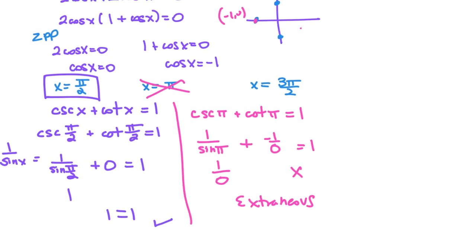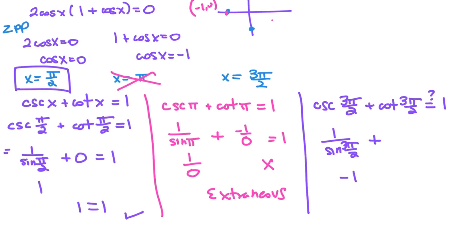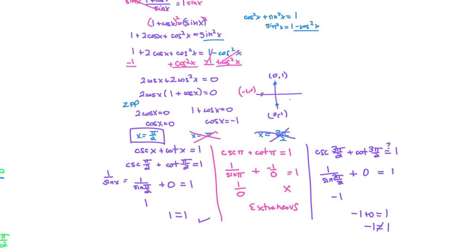And then if we try x equals 3 pi over 2, so cosecant 3 pi over 2 plus cotangent of 3 pi over 2, does that equal 1? So this is 1 over sine of 3 pi over 2, which is negative 1. Cotangent of 3 pi over 2 is 0. So there we have negative 1 plus 0 equals 1, and that also is not true. So therefore, the only solution we have is x equals pi over 2.